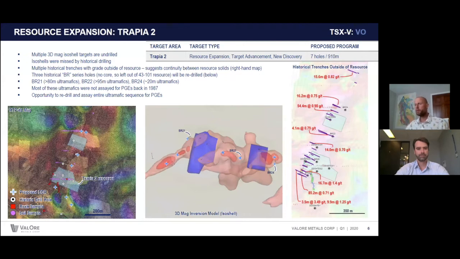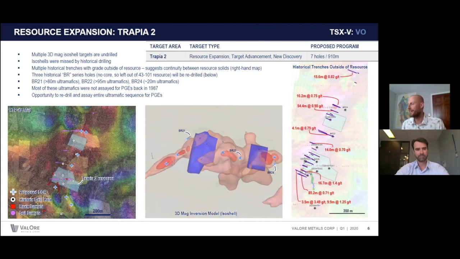So what you're seeing on the left-hand panel here is soil lines east-west. You have the mag anomaly, which again is coincident with the mineralization, in the faint background. You have historical drill holes in white and black dots, rock samples in squares, and proposed holes in blue crosses. So we'll focus solely on the resource expansion type holes here at TRAPIA.